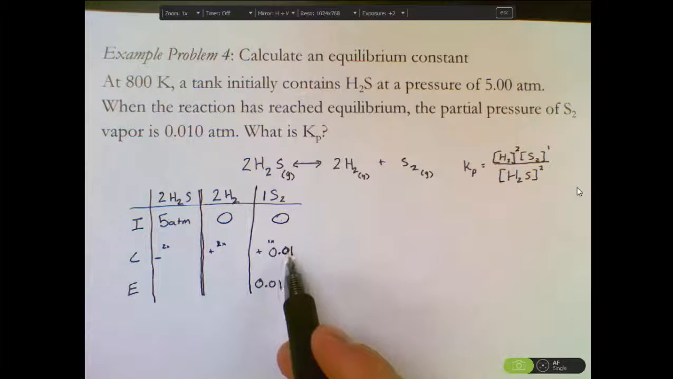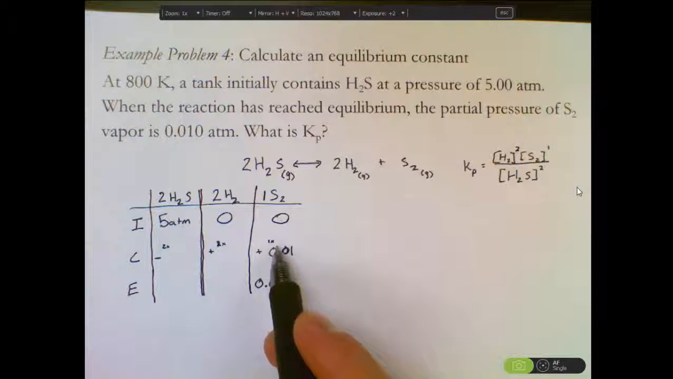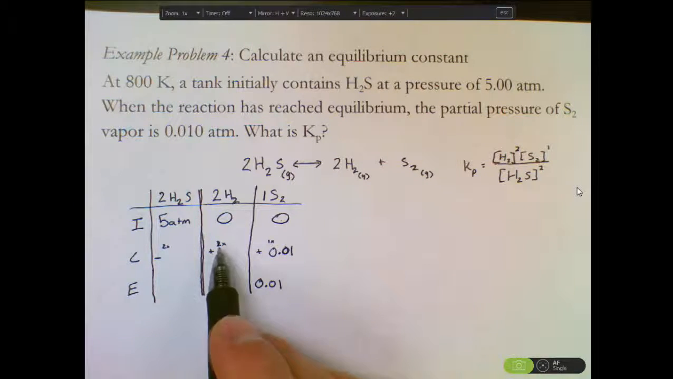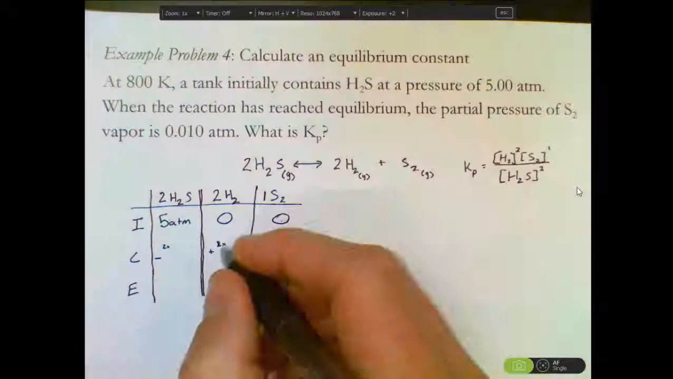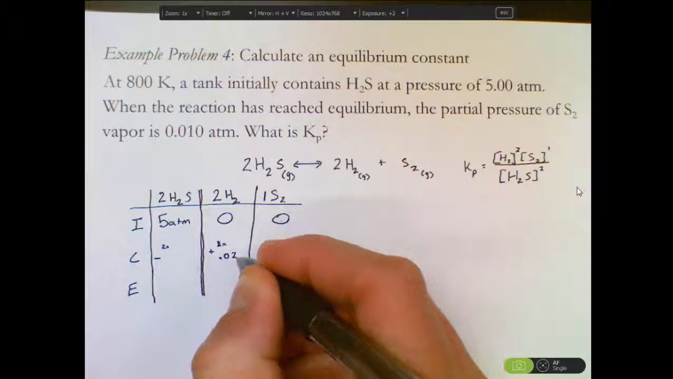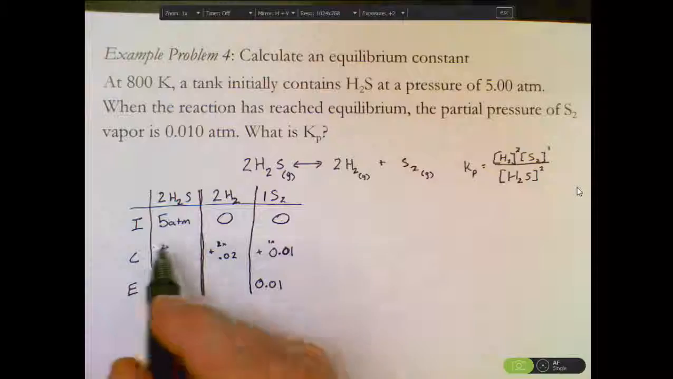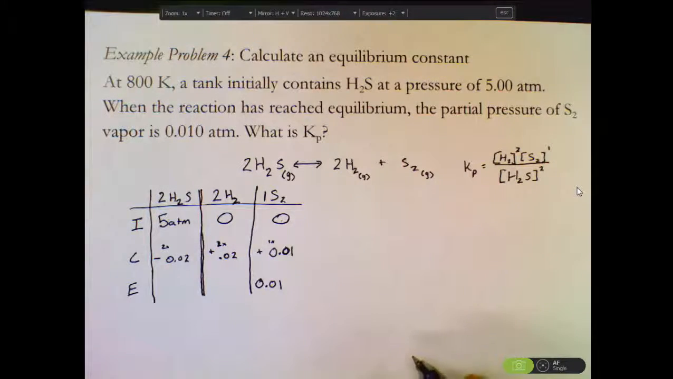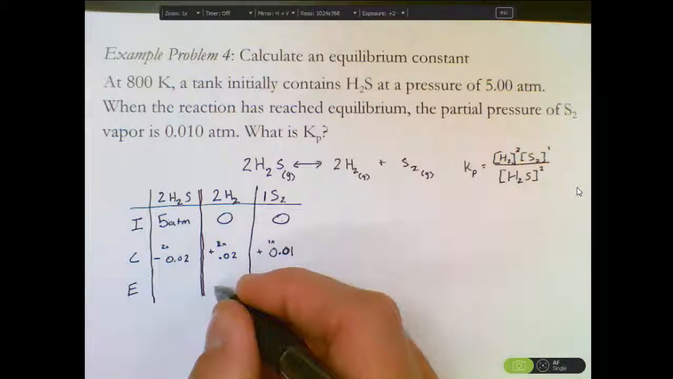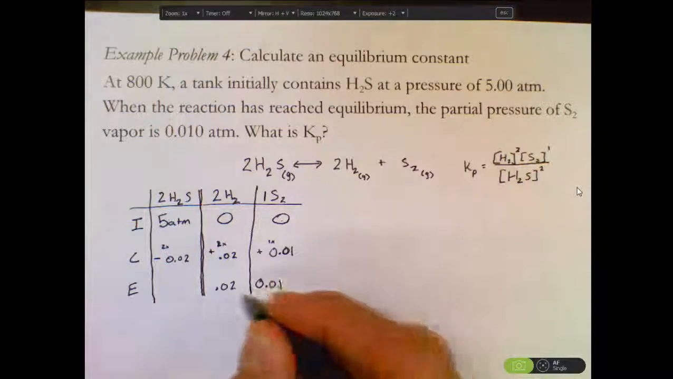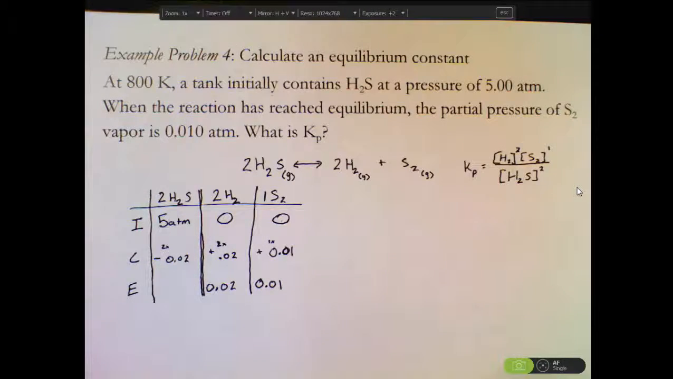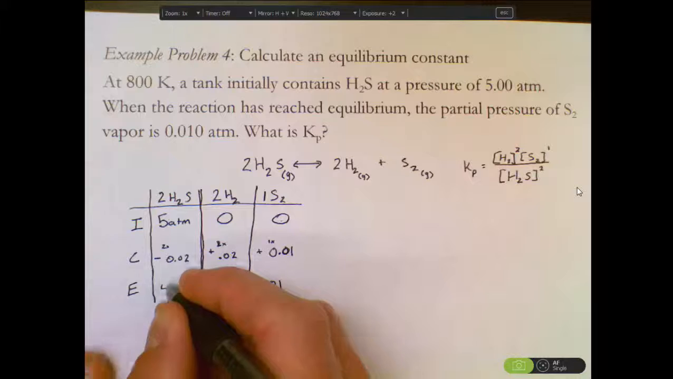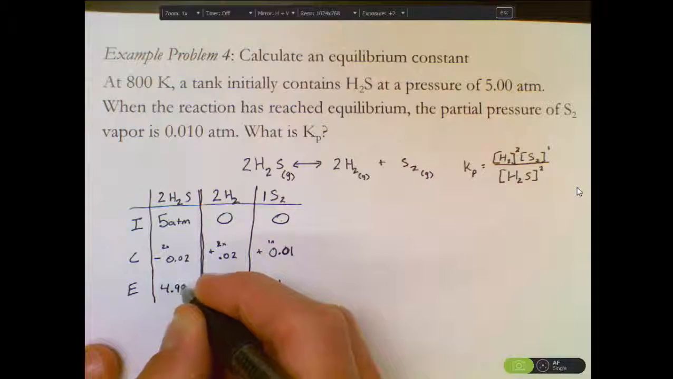So 1x equals 0.01, so therefore x must equal 0.01. Then this box has to be worth 2x, so 0.01 times 2 gives me 0.02. And then also, this is 2x, so this is also 0.02. 0 plus 0.02 gives me 0.02. Finally, 5 minus 0.02 gives me 4.98.